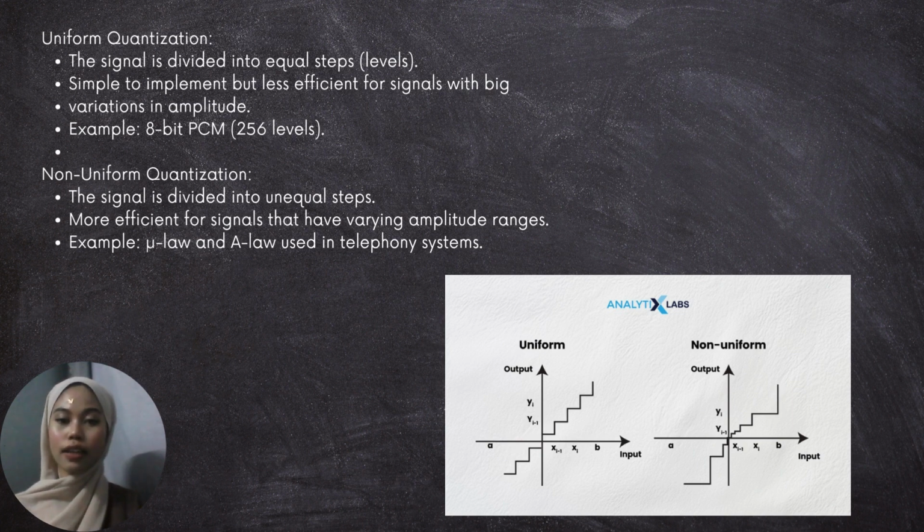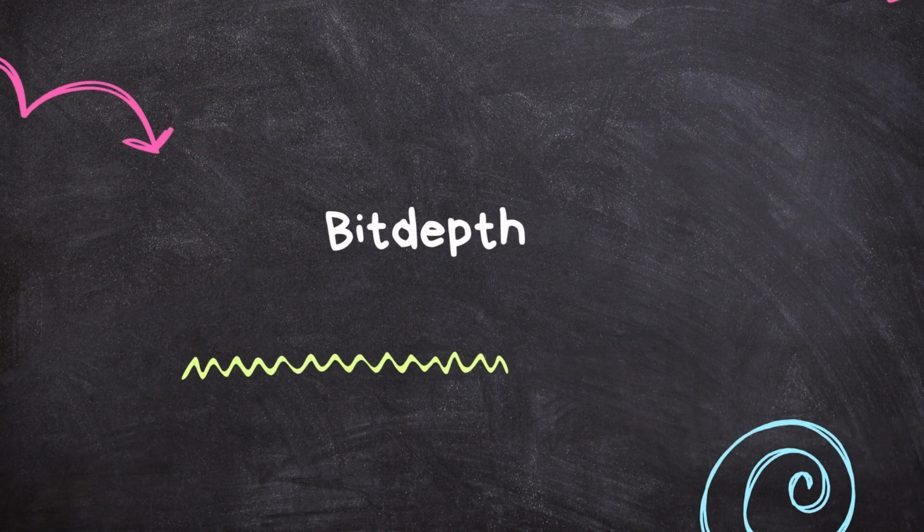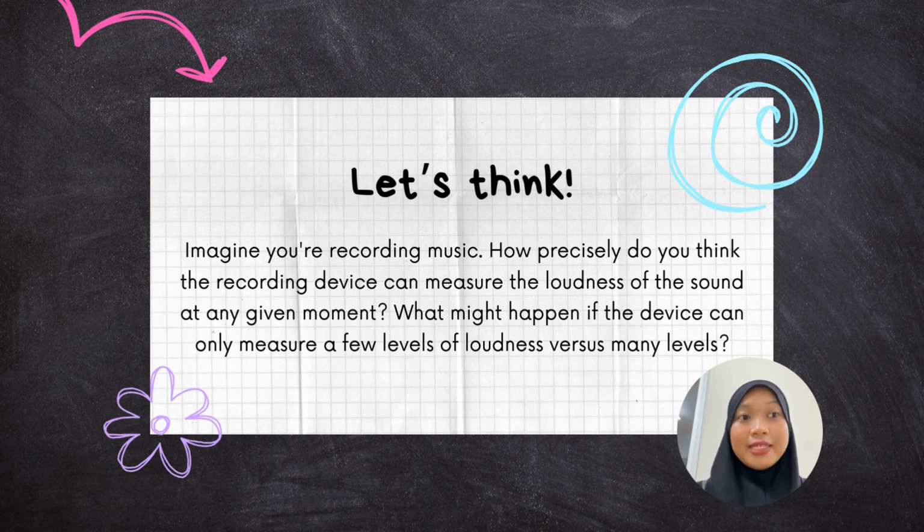The second one is non-uniform quantization. Here, step sizes vary, making it more efficient for signals with large dynamic range. Common examples include the mu-law and A-law algorithms used in telephony, which prioritize smaller steps for weaker signals. Non-uniform quantization provides a better signal-to-noise ratio for signals with varying amplitudes, making it essential for applications like audio compressors.